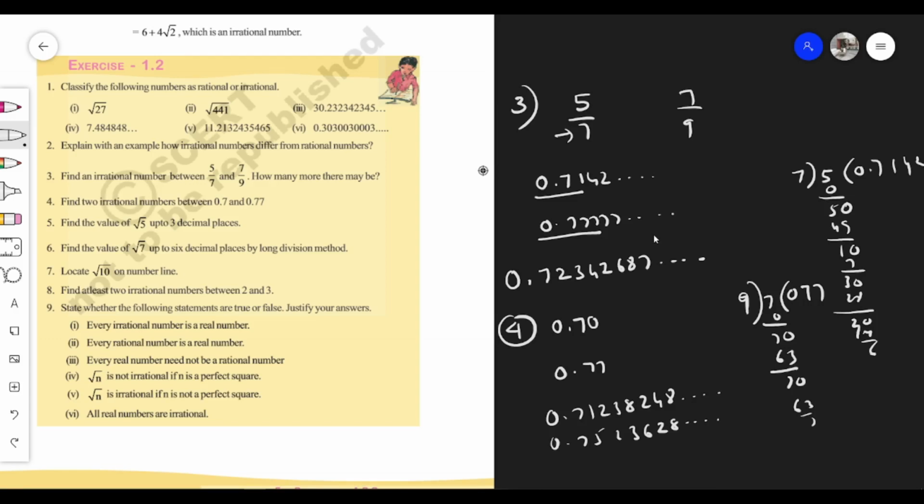Right, fifth one and sixth one do on your own. Find the value of square root of 5, find the value of square root of 7. We have done for square root of 2, square root of 3 in our previous examples. And also try to locate root 10 on number line. You can do it, root 10 on number line. We can take 3 units here and 1 unit here.